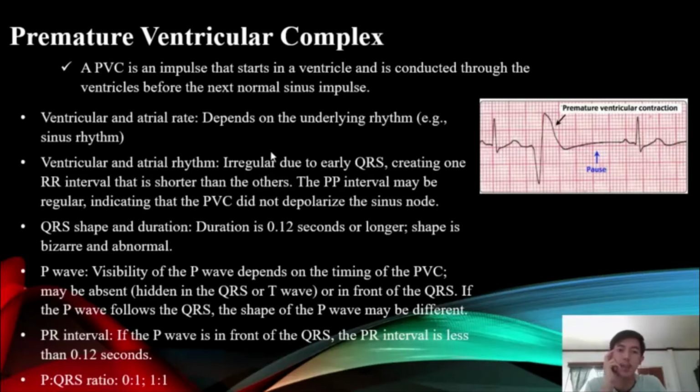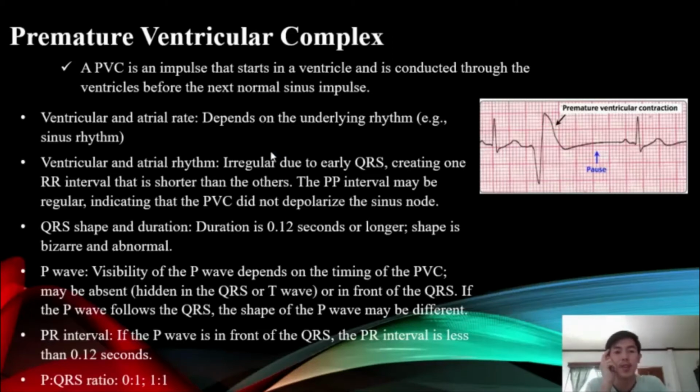A PVC is an impulse that starts in a ventricle and is conducted through the ventricles before the next normal sinus impulse. Ventricular and atrial rate depends on the underlying rhythm. Ventricular and atrial rhythm is irregular due to early QRS creating one RR interval that is shorter than the others. The PP interval may be regular, indicating the PVC did not depolarize the sinus node. QRS shape and duration is 0.12 seconds or longer. Shape is bizarre and abnormal.